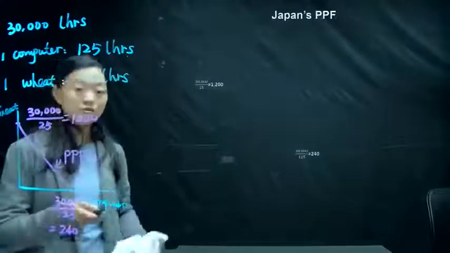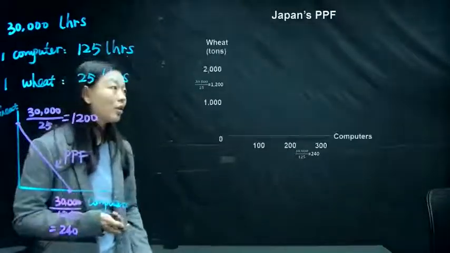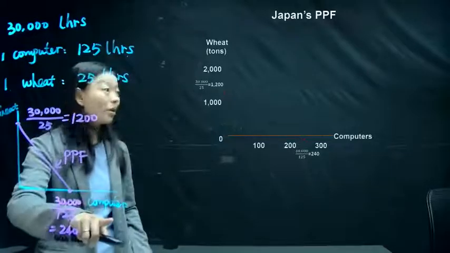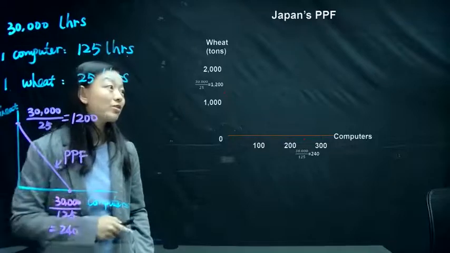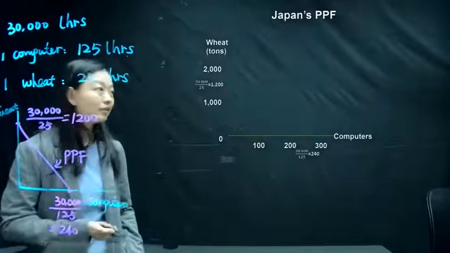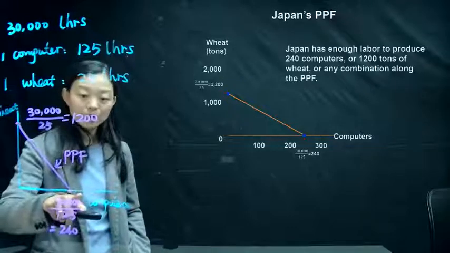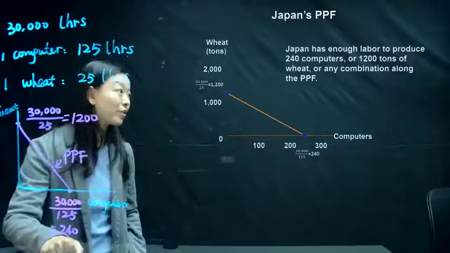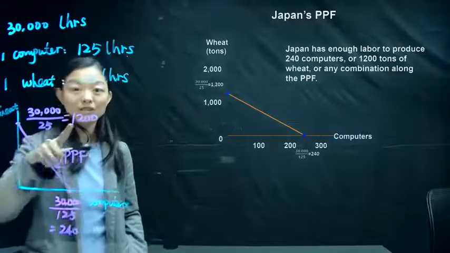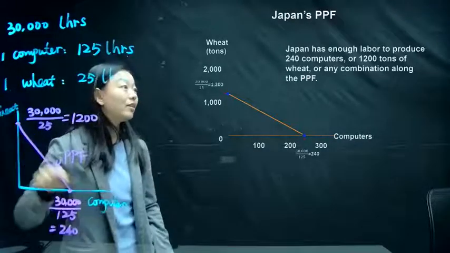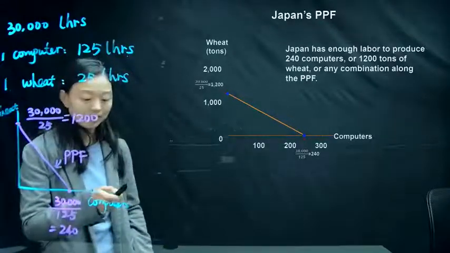Very similar as I drew on this learning graphs. You can see we put the computers on horizontal axis, right? Weight on vertical axis. Just need to find out 2 points. So for Japan, we have maximum computers, 240 computers, right? And then we have the maximum weight production, 1,200 tons of the weight. Link these two dots, we can derive Japan's PPF.